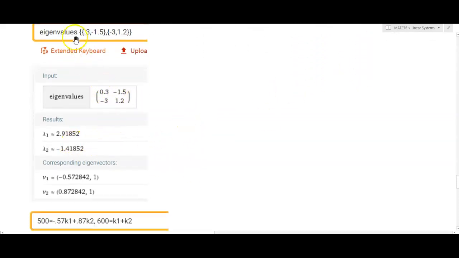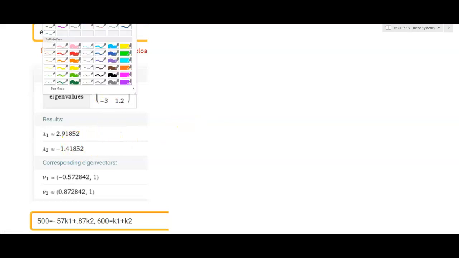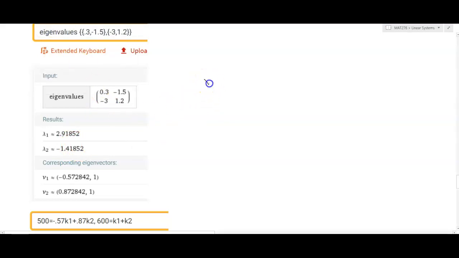And I come up with my lambda 1, lambda 2, v1, and v2. So that means that my solution is going to equal k1 e to the lambda 1 t, so 2.92t, times v1, which is negative 0.57 and 1, plus k2 e to the lambda 2 t, which is negative 1.42, times v2, which is 0.87 and 1.